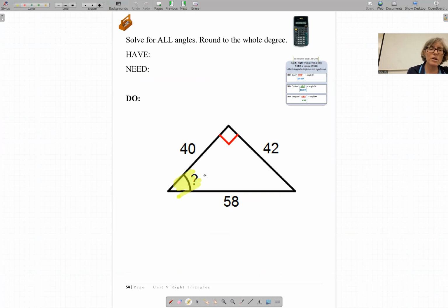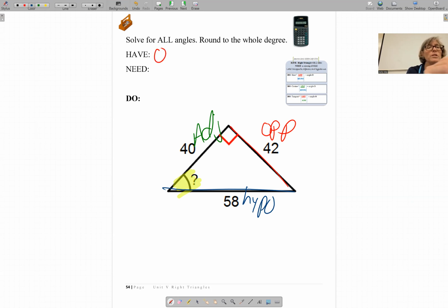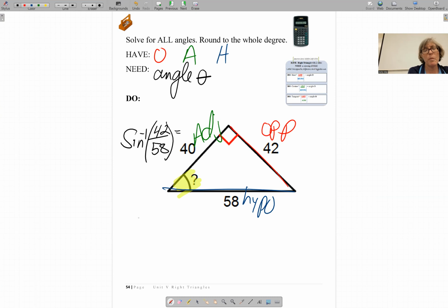Going for this angle here, that would make this the opposite, this the adjacent, this the hypo. We have all three: opposite, adjacent, hypo. Means you get to use all three. We're trying to find angle theta. So you could do inverse sine. In this case, opposite 42 over hypo 58. That would be one way.